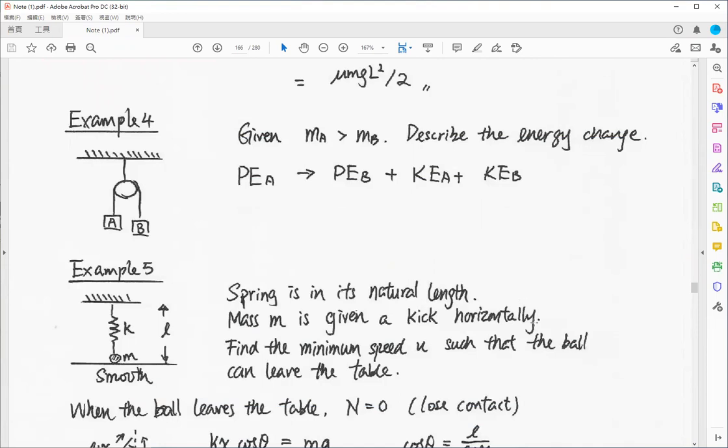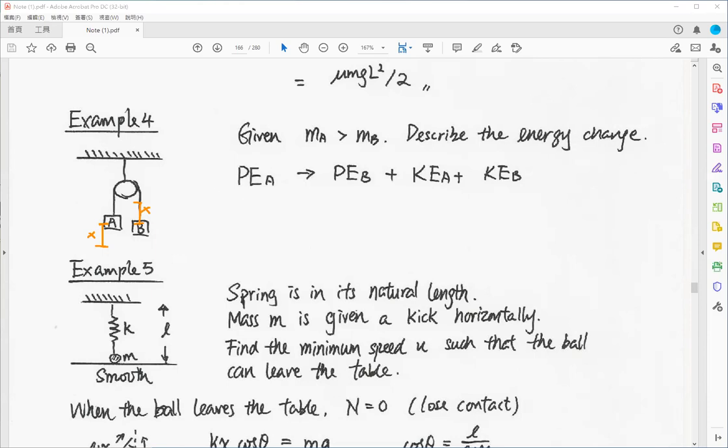So let's say the mass of A is larger than B, and both of them are released from rest. Then you know both of them will gain kinetic energy. So object A will move downwards and object B will move upwards. And then these two displacements will be the same. So let it be x, okay?